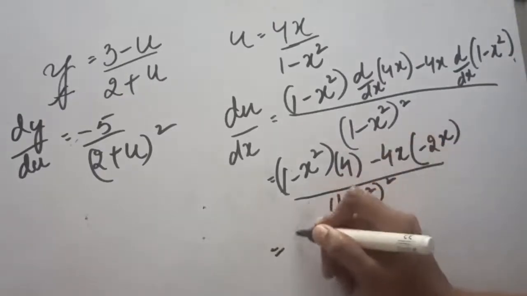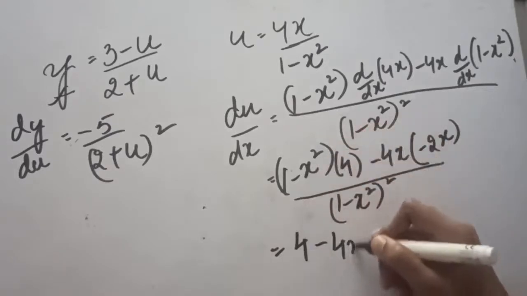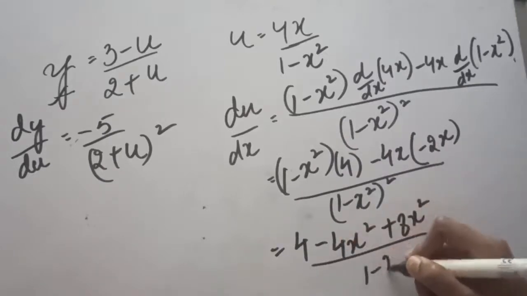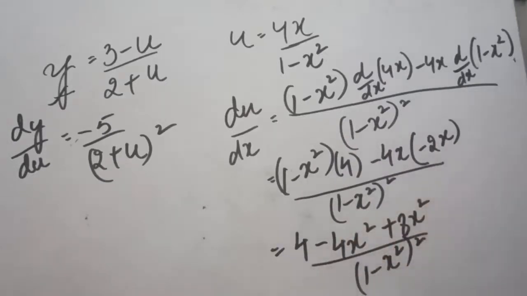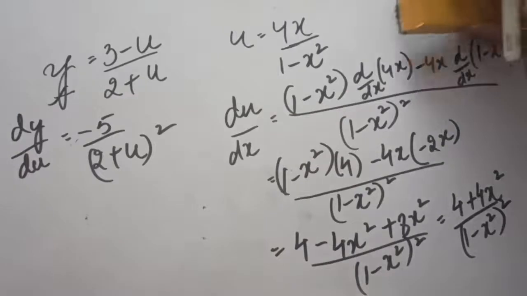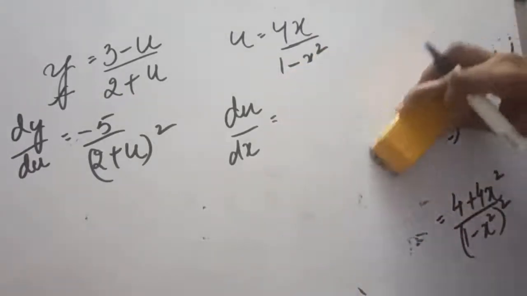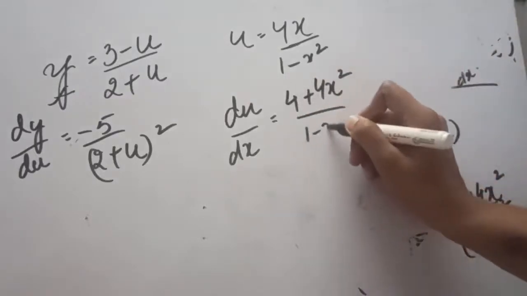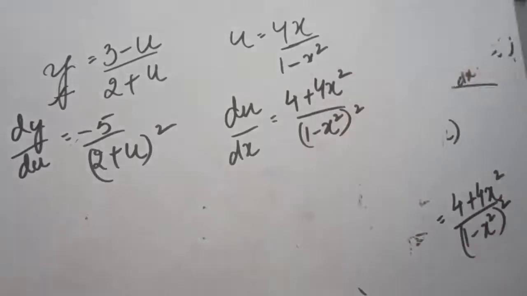Again solving this, it will be 4 minus 4x square. It will be plus 8x square divided by 1 minus x square whole square. It is equal to 4 plus 4x square divided by 1 minus x square whole square. So this is what we got for du upon dx. So let us write this solution over here in front of du upon dx. That is 4 plus 4x square divided by 1 minus x square whole square.